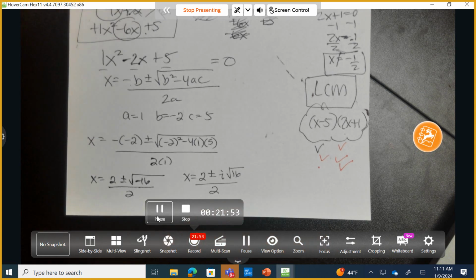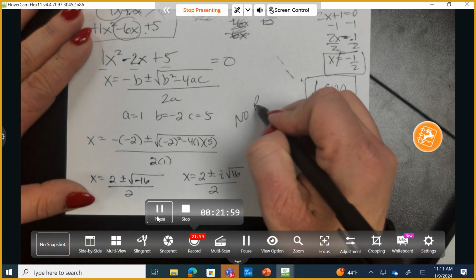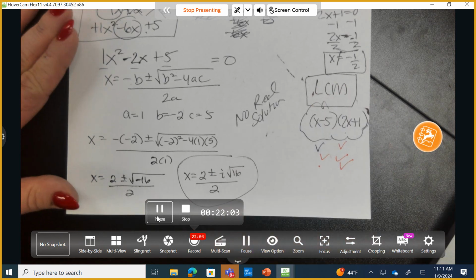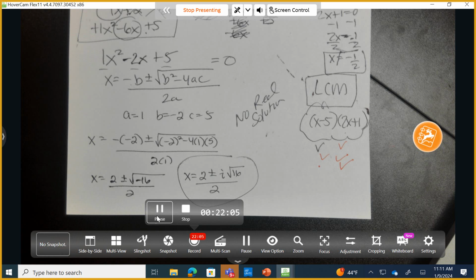But hold on here. Anytime you have an answer with an i, it means it's imaginary. It doesn't show up on our graph. So this is no real solution, because the only solutions I have would be imaginary. Include the word real. Including the word real means that we are going to eliminate any of the i answers.